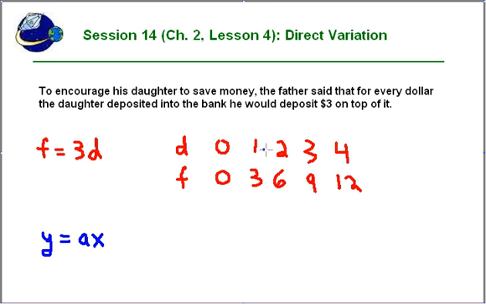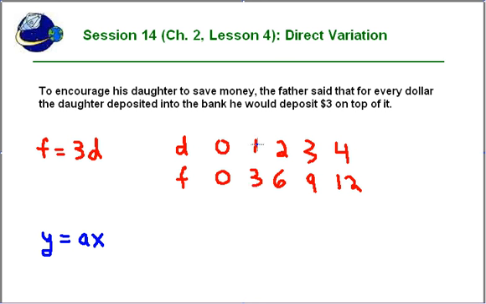So taking a quick look at this, you can see that there's a relationship between the F amount and the D amount. And the relationship is that the F amount is going to be 3 times the amount of the corresponding D value. If the daughter gives $1, he deposits 3. Well, let's say that the amount that she deposits doubles. It goes from 1 to 2. What then happens to the amount that he deposits? It also doubles. It goes from 3 to 6.